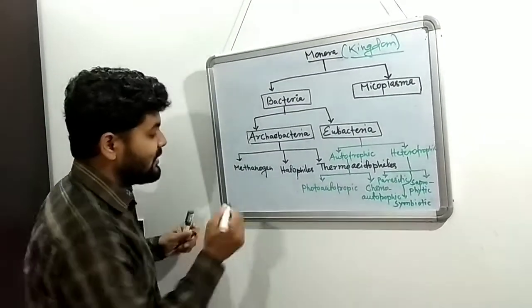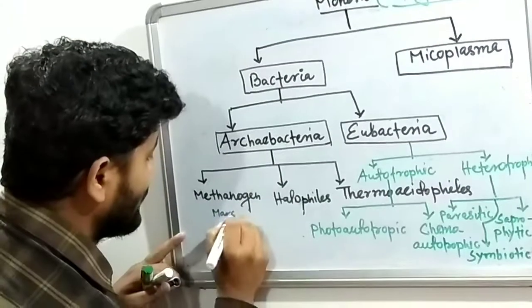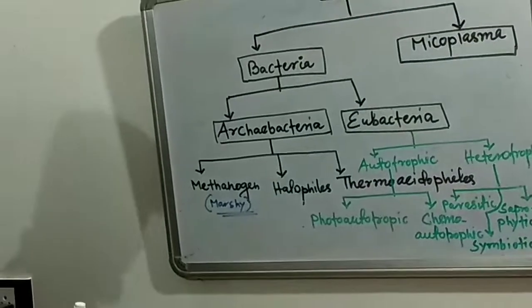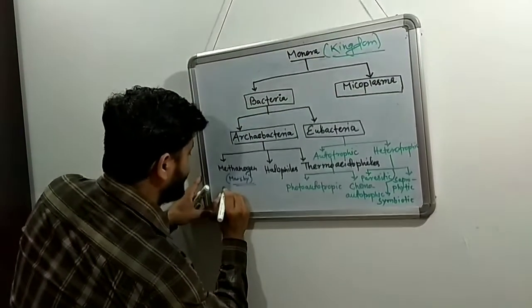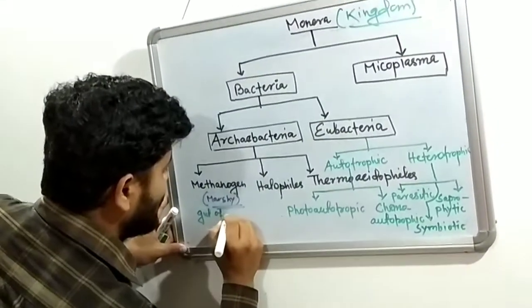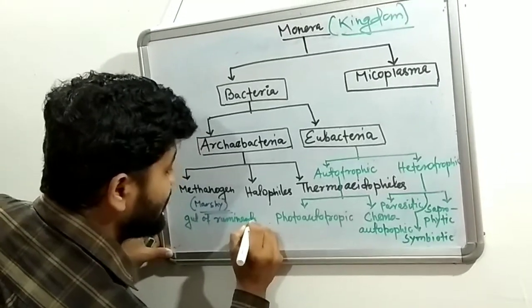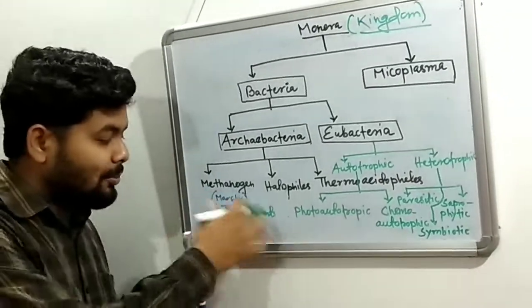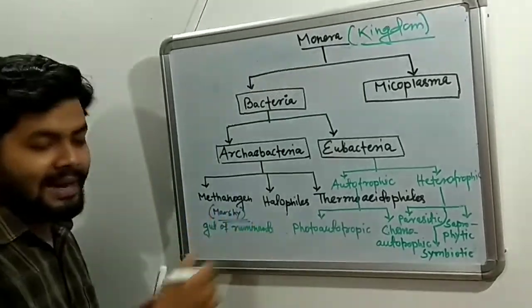These are found basically in marshy land or marshy places. They are also found in the gut of ruminants. You know what ruminant animals are? Cows, goats, camels. These are the ruminant animals, and within the gut of ruminant animals, these methanogen bacteria can be found. And what is the function of these bacteria?